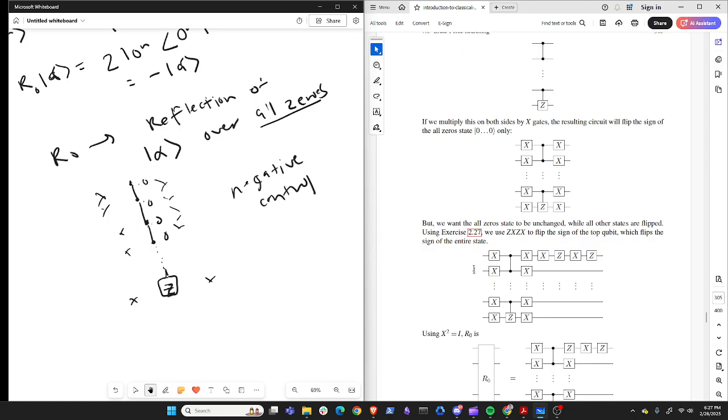However, we want the all-zero state to be unchanged while other states are flipped. So they use the ZX on the top qubit to flip the sign of the top qubit, which flips the sign of the entire state. Okay, I see that.